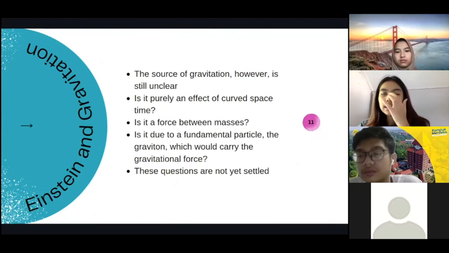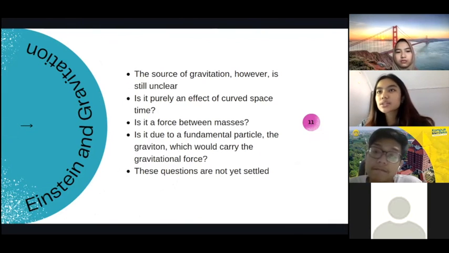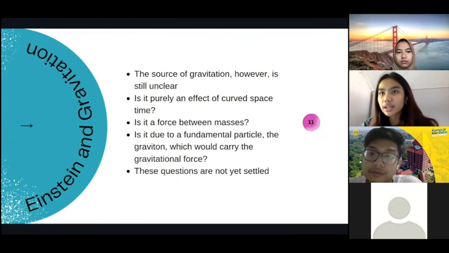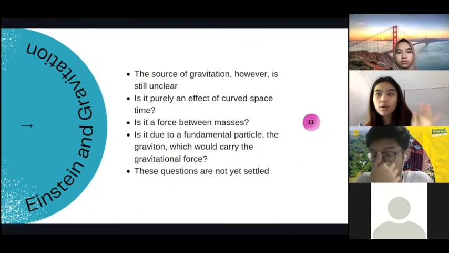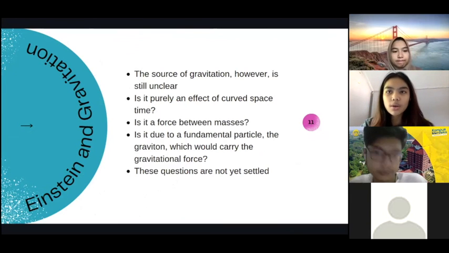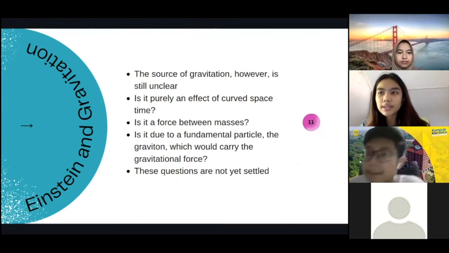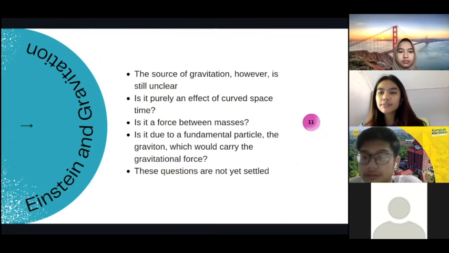Lastly, the source of gravitation is still unclear. Is it purely an effect of curved space-time, or is it a force between the masses, or is it due to the fundamental particle, the graviton, which would carry the gravitational force? All of these questions are still not settled until now.